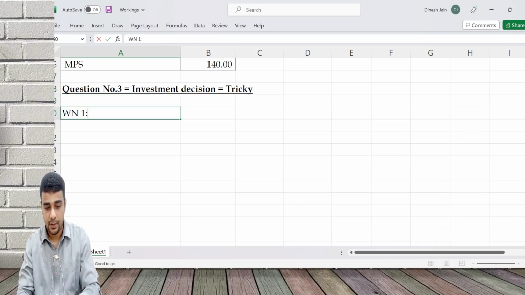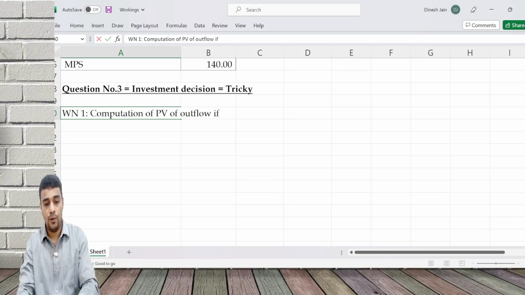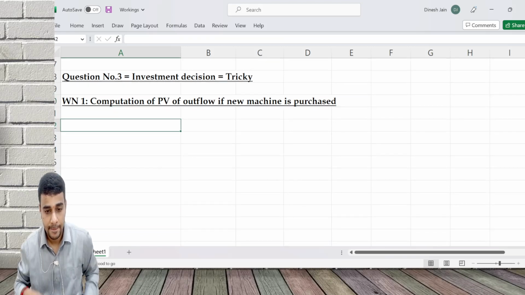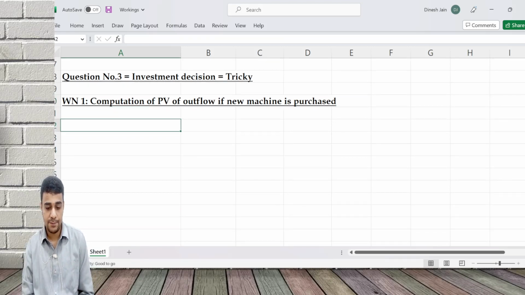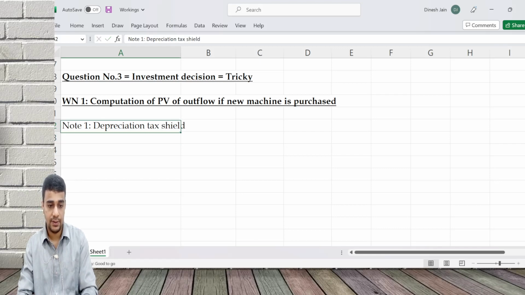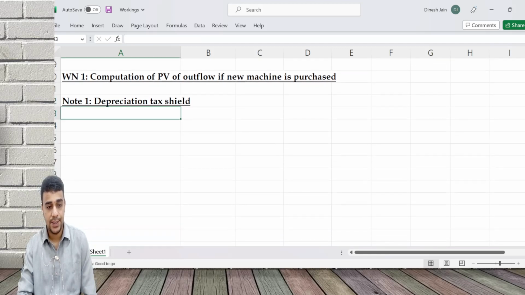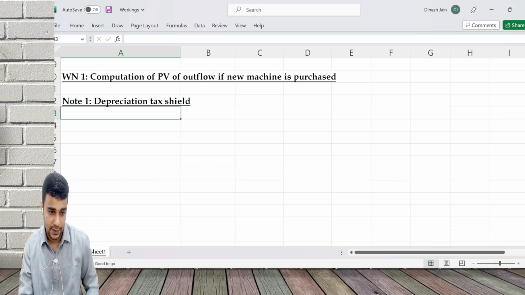Working note 1, computation of PV of outflow if new machine is purchased. Note 1, depreciation tax shield. Because tax rates are there. If tax rates were not there in the question, if tax rates were missing, I wouldn't do anything on depreciation.